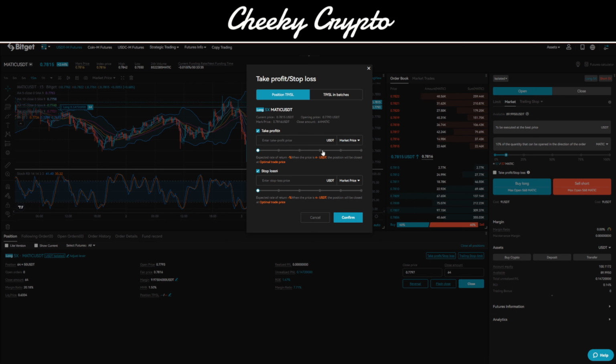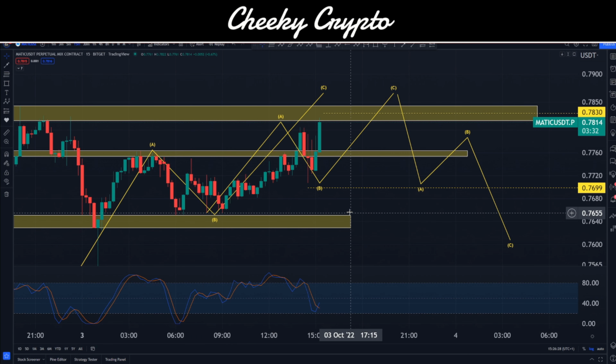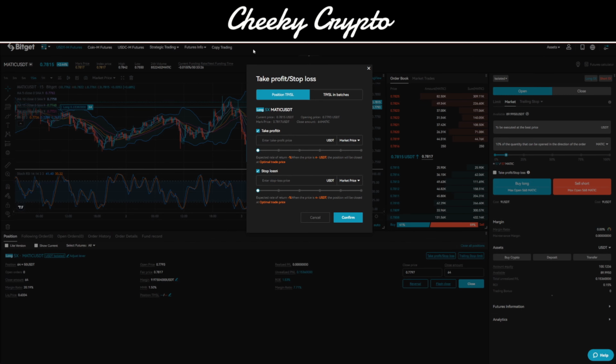And what we're going to do is go ahead and actually enter in our levels. So we'll come over to our chart here. 76.99 is going to be our stop loss, right? So we'll come back to Bitget. Our stop loss is going to be 0.7699. Then, of course, we're going to look for our take profit.